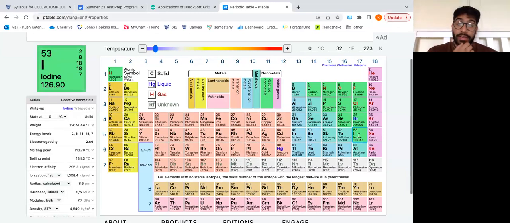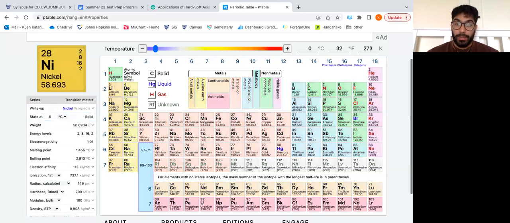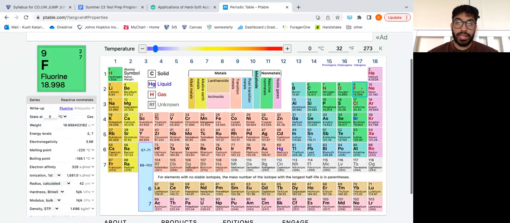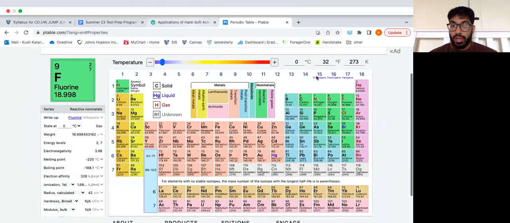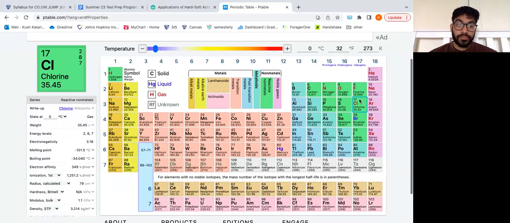The trend for a hard acid or base is that it is smaller and less polarizable. F is going to be a lot smaller than I, because the trend for atomic radius goes down and to the left. As we go up and to the right, the atomic radius decreases because there are fewer valence shells. So fluorine is a lot smaller, and the charge is more concentrated, so it's less polarizable than I. It's going to be a harder base than I minus. So F minus is harder than I minus.